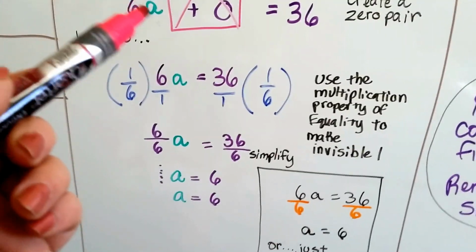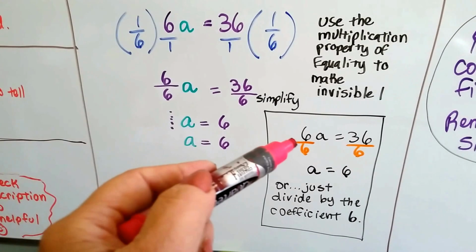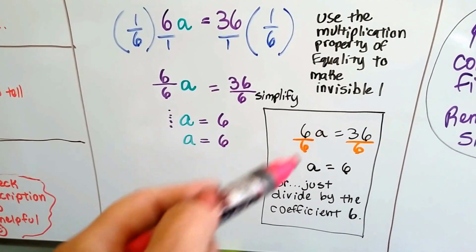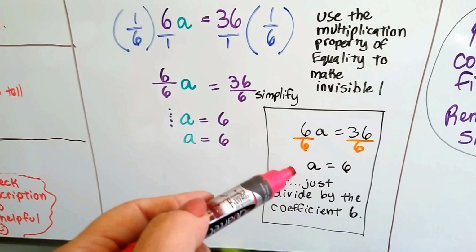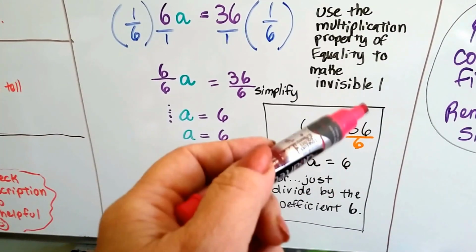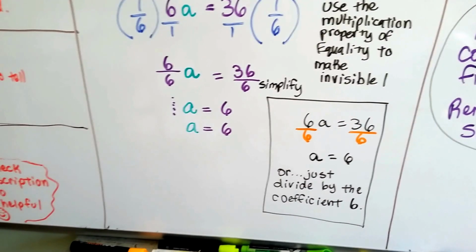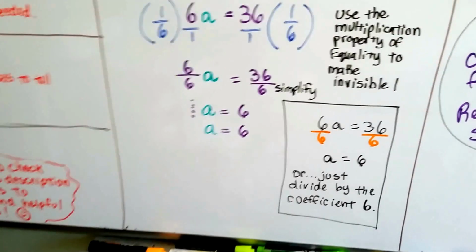So if we've got 6a equals 36, we can just divide both sides by this 6 to get that a alone. 6 divided by 6 is 1. That's our buddy the invisible 1. And 36 divided by 6 is 6. Very, very quick. Okay, helps you skip a couple steps.